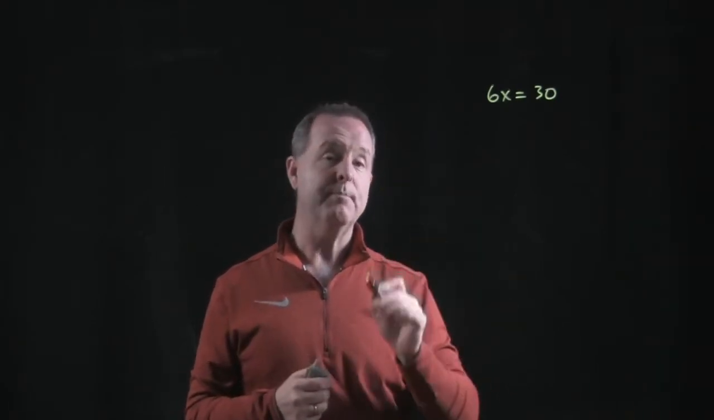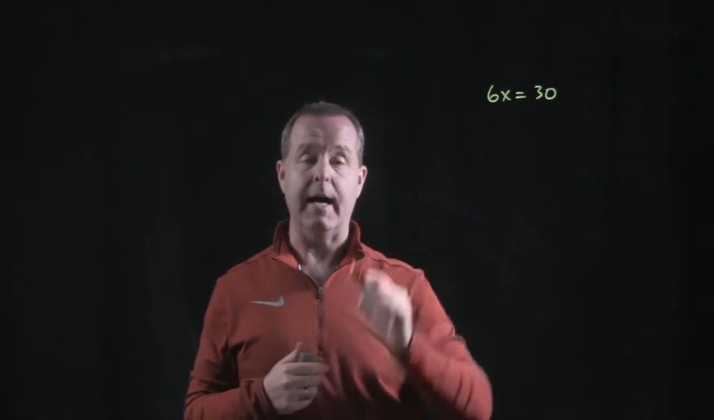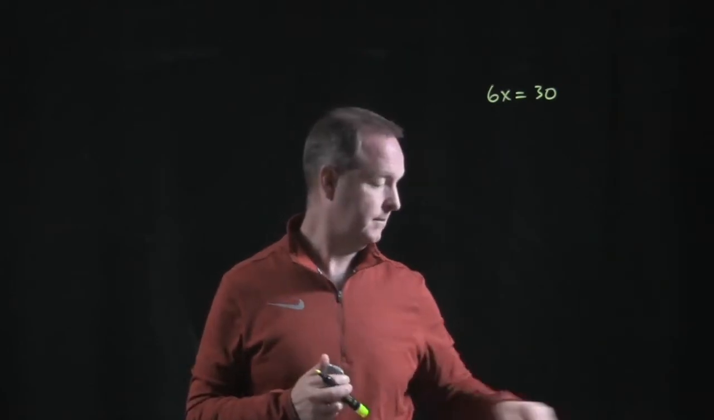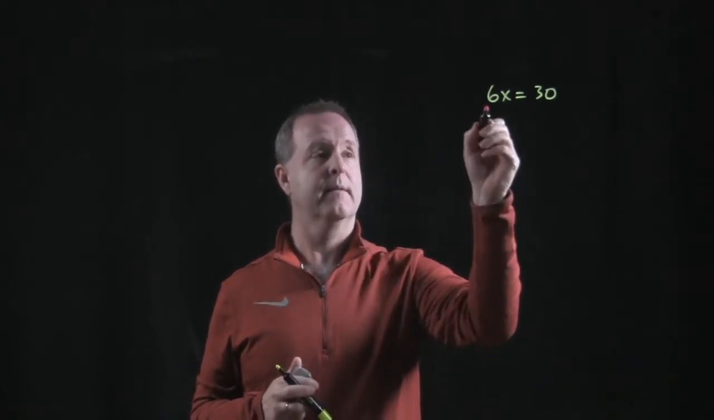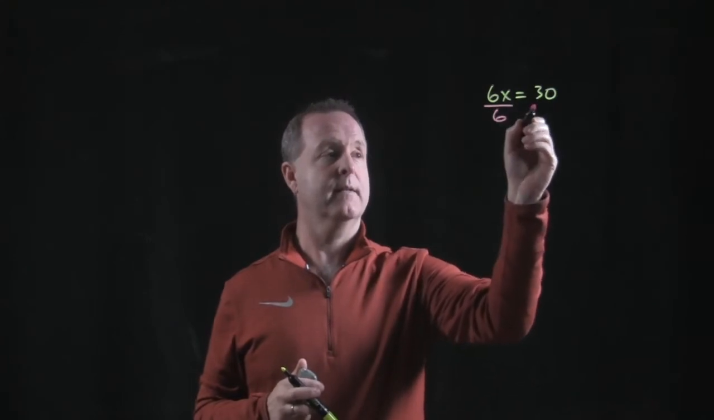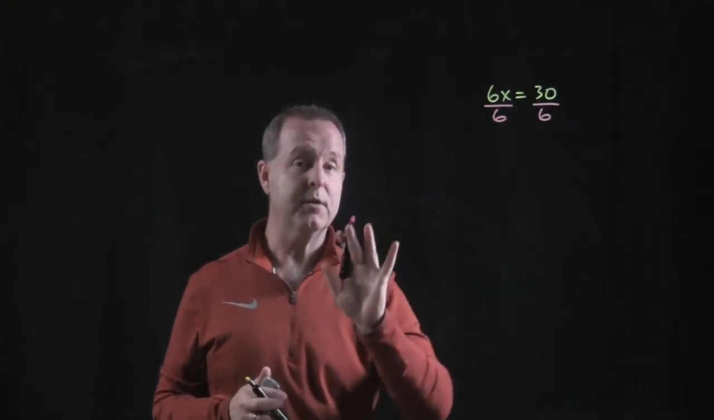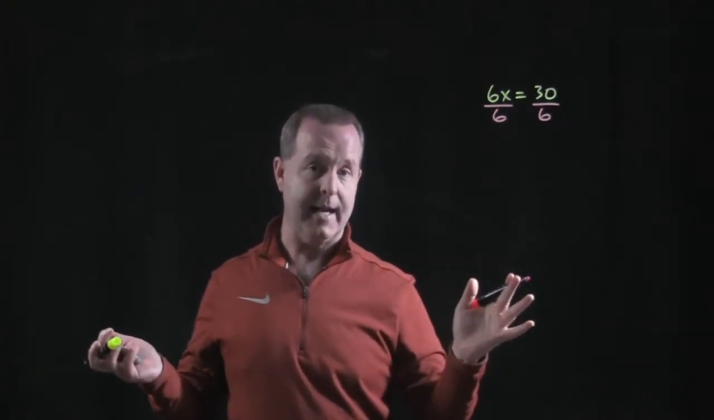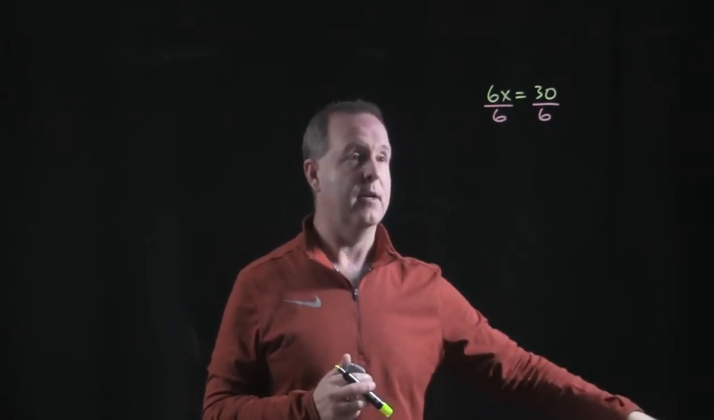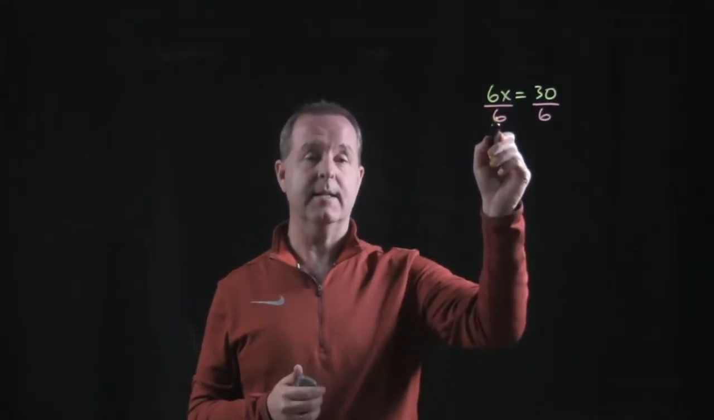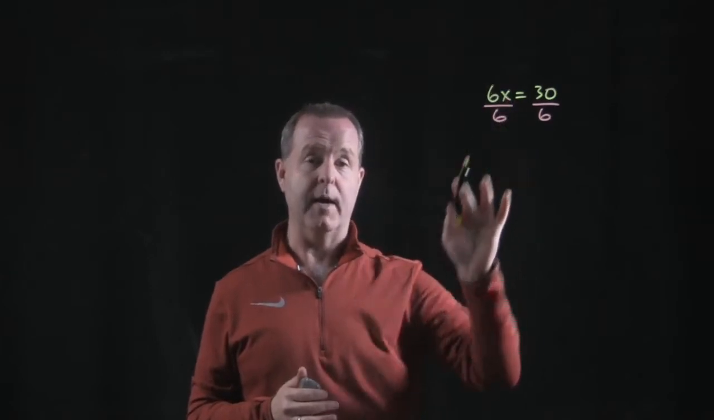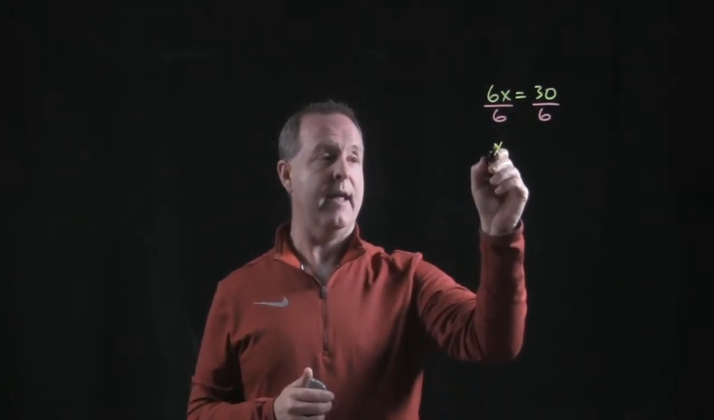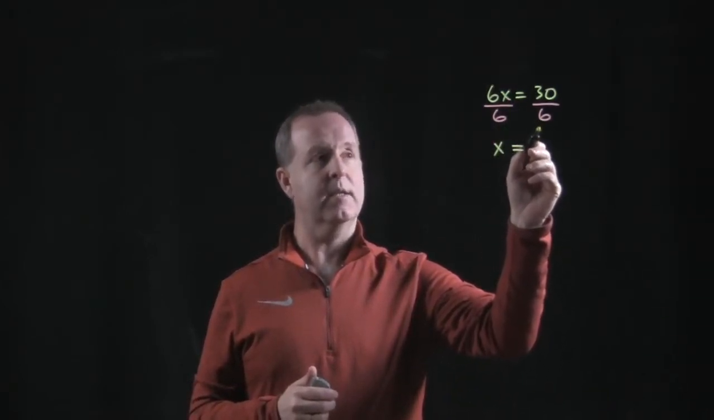So can I divide both sides by a number to isolate the value of x, or the variable x? If I divide both sides by 6, and remember, I have to do it to both sides in order to maintain the balance, then on the left side, I see my 6's. That's a clever version of 1, so I can factor them out. And I'm left with x equals 5.